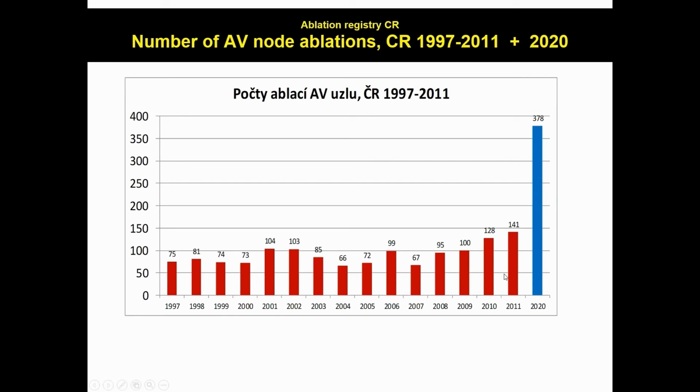You can see the numbers are increasing very slowly. But nowadays, the number is more than 3 times higher because we are doing ablation of the AV node in almost all patients with atrial fibrillation and CRT pacing or conduction system pacing, to allow, as much as possible, 100% permanent resynchronization of the ventricles.